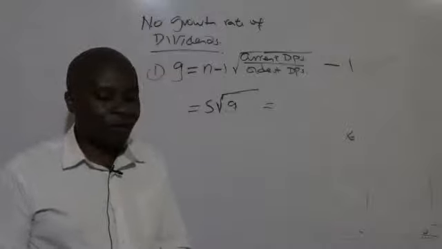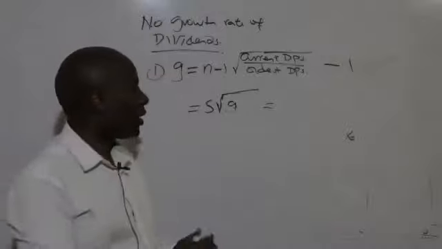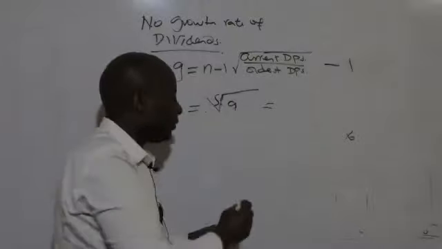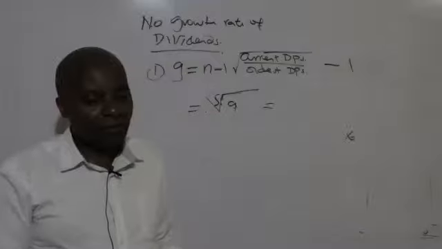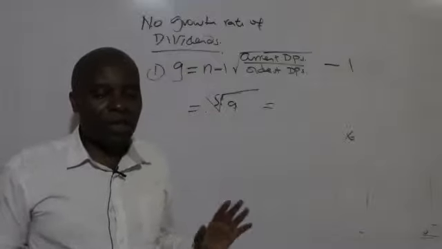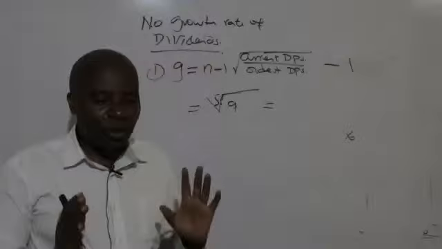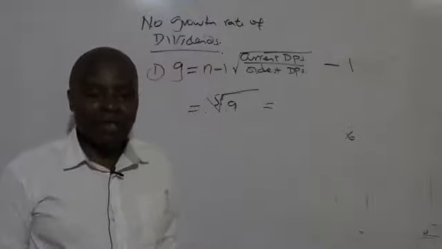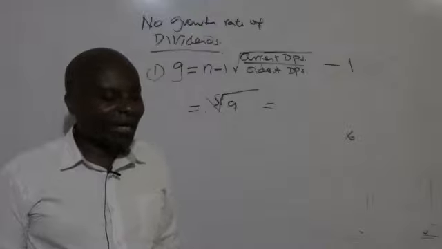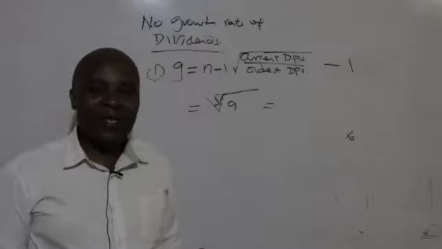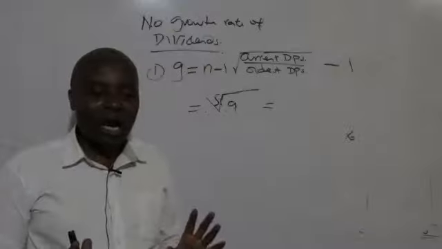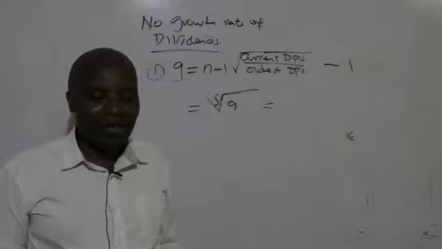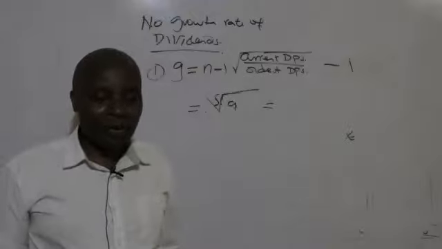The fifth root of 9. The correct answer is 1.55. Let's see how many students will be able to get 1.55. How many of us are saying it's 1.55?